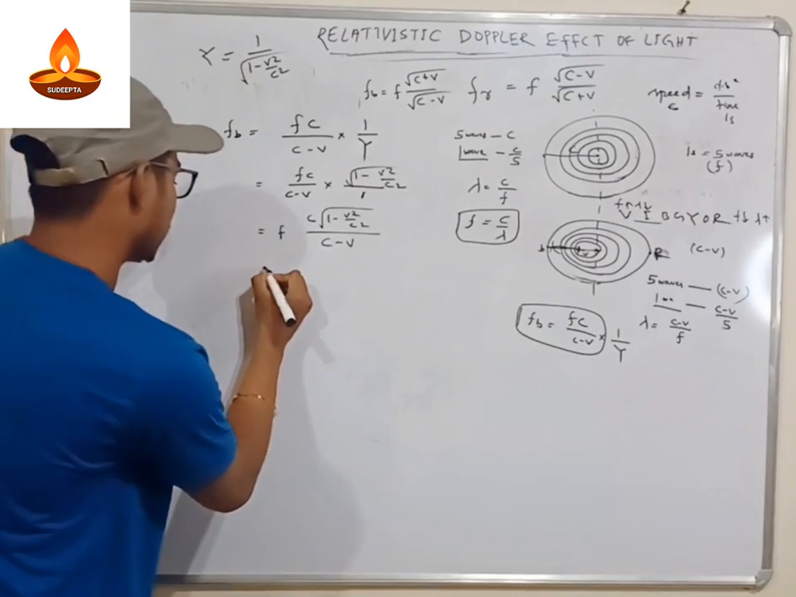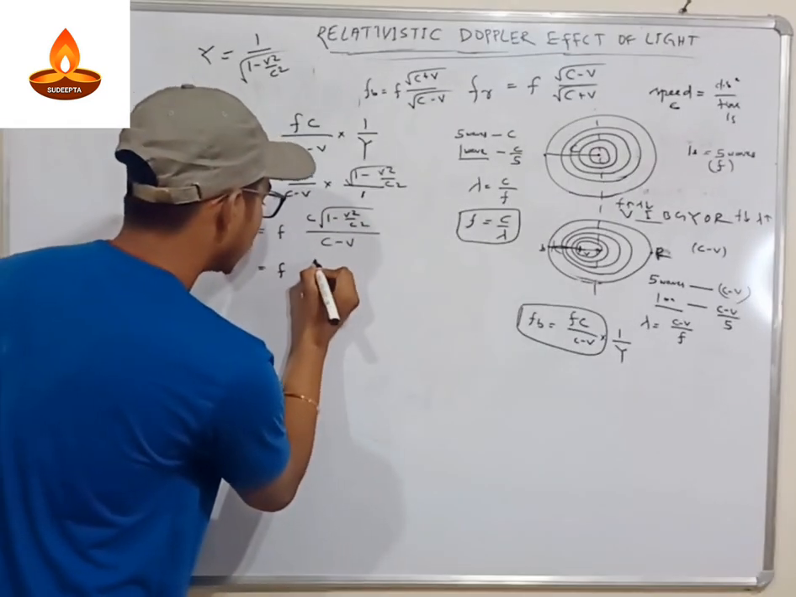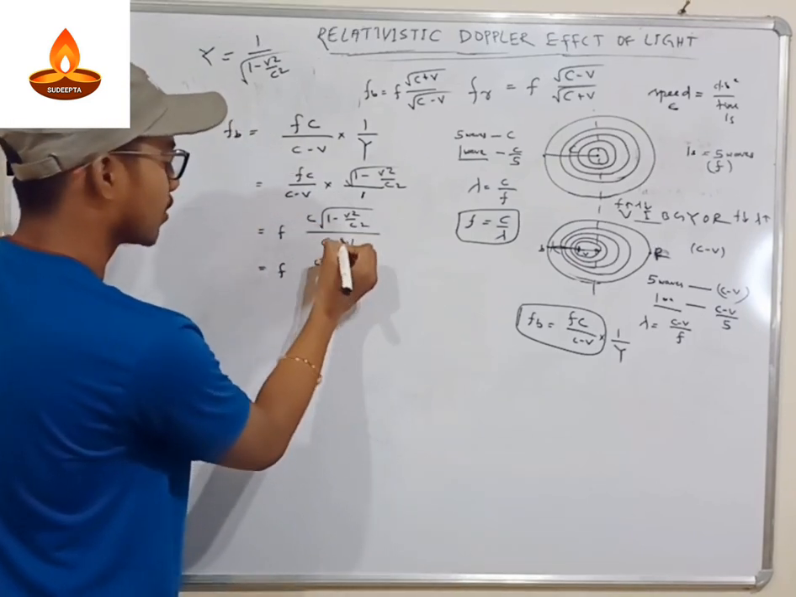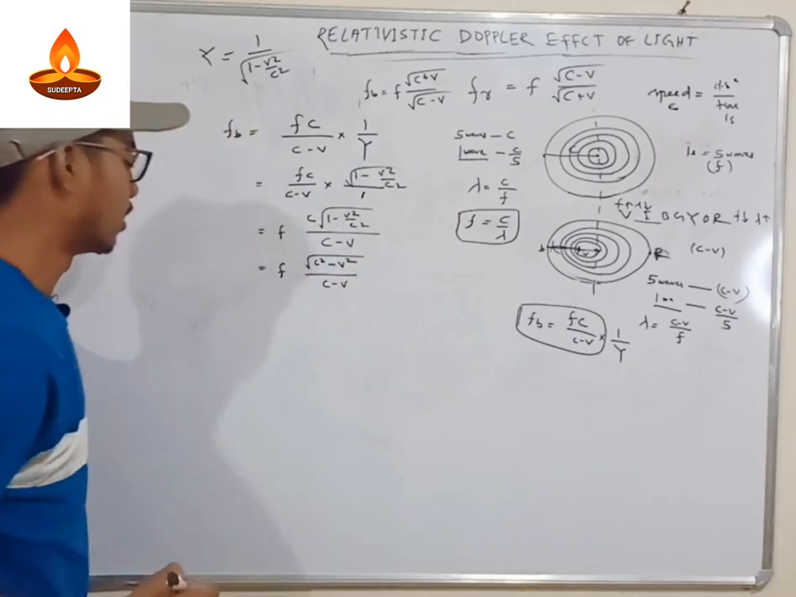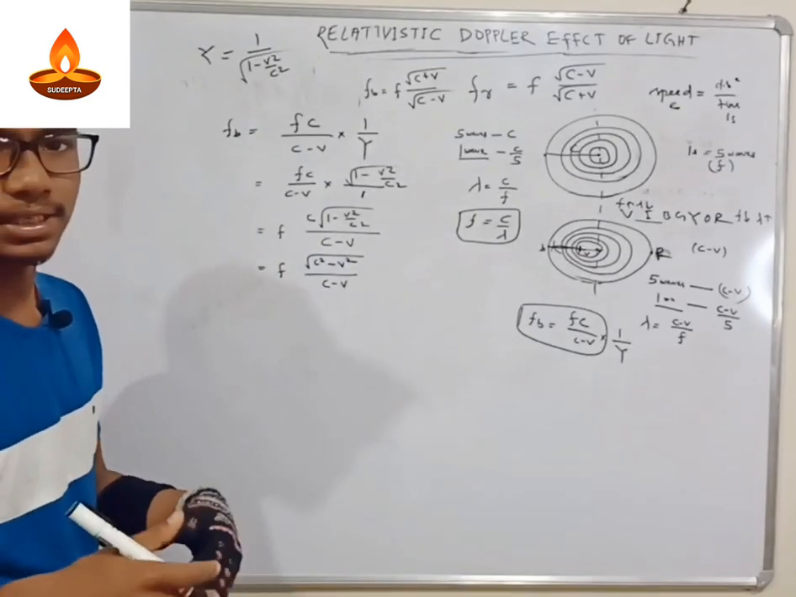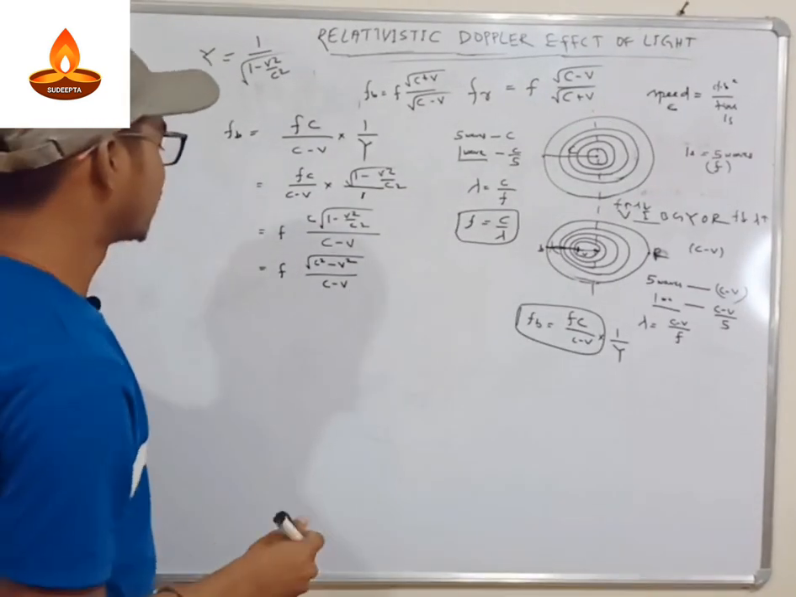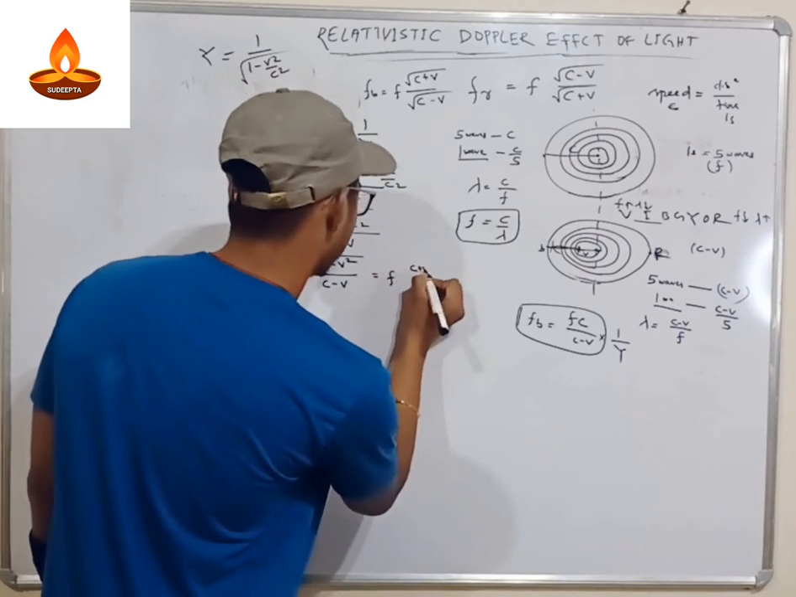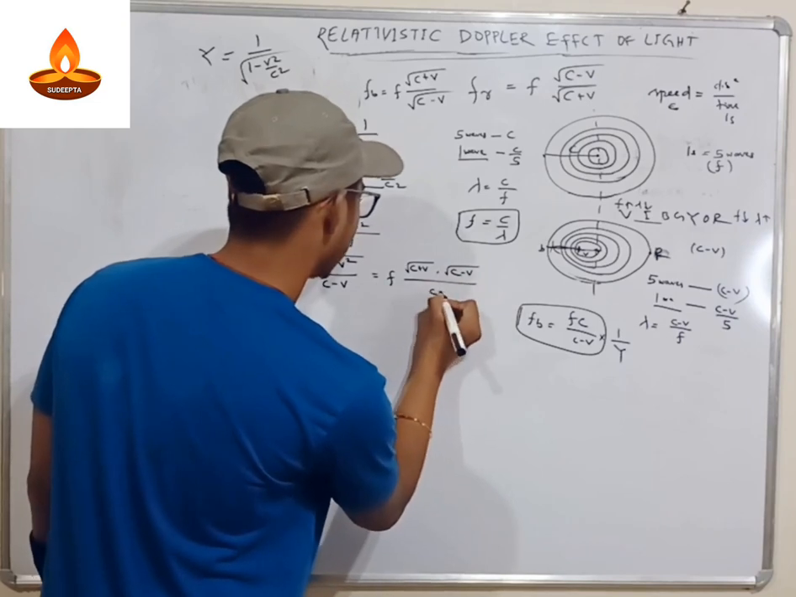Okay, so this is f. If we take c inside, what will happen? It will be c square. Okay, minus c square will be cancelled out, then it will be root over c square minus b square upon c minus b. And what do we know? C square minus b square is c plus b multiplied by c minus b. We all know it. It is a simple formula. That's equal to f root over c plus b into c minus b upon c minus b.